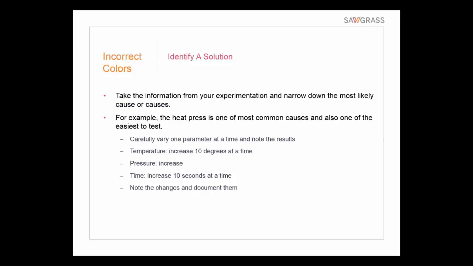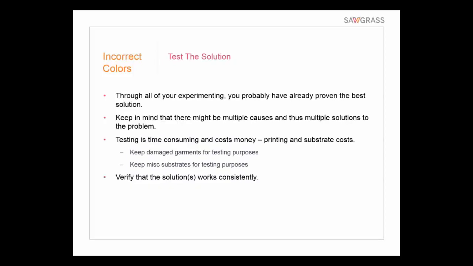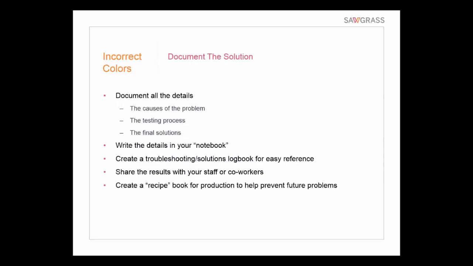Identify the solution, as we've mentioned, and as I keep saying, carefully vary one parameter at a time and note the results. Okay, a little bit at a time, see what happens. And then once we're done with that, we want to test it. In other words, go back to where we had the problem and see if the changes have made the solution or proven the solution, and then maybe try it out on a couple of different products just to make sure that you're consistent with that solution. And of course, document everything. Okay, document the causes, what you did, and what the results were.